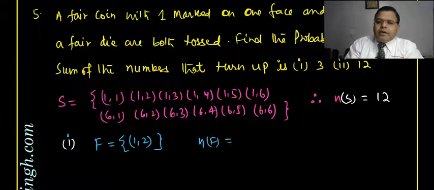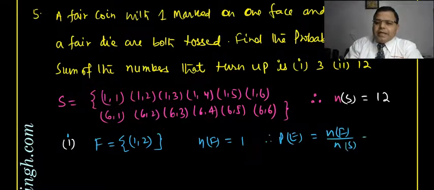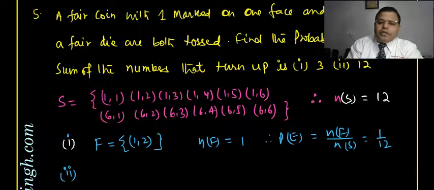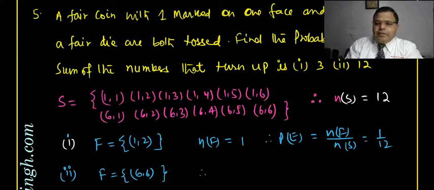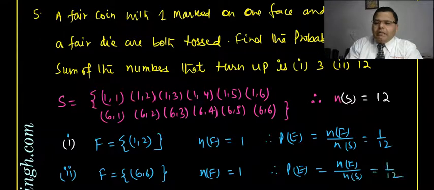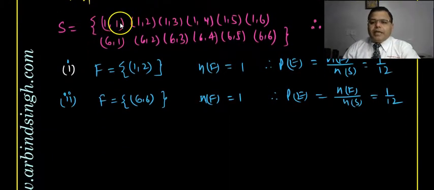So the number of favorable outcomes is 1, and the probability of an event is NF by NS, that is 1 by 12. The second part asks for sum 12, so the favorable outcome is 6-6. Here also NF is 1, so the probability is NF by NS, that is 1 by 12. So both have equal probability.